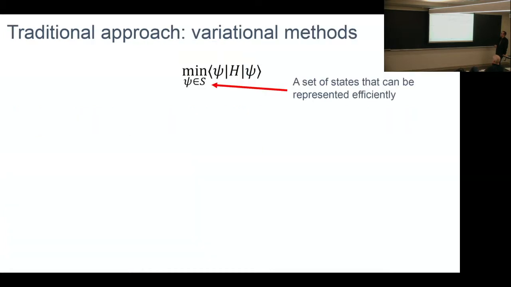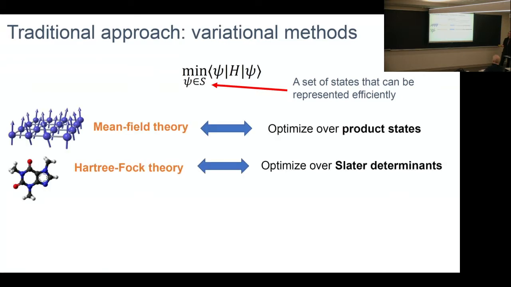So then what is done in practice? Well, there are these variational methods. So what can you do? You can find some set of states S that can be represented efficiently on a classical computer. This is highly non-trivial. Most quantum states, let's say of n qubits, do not have efficient classical descriptions. But nevertheless, we can try to find some interesting set of states that can be represented efficiently, and then we can try to minimize the energy over that set of states.